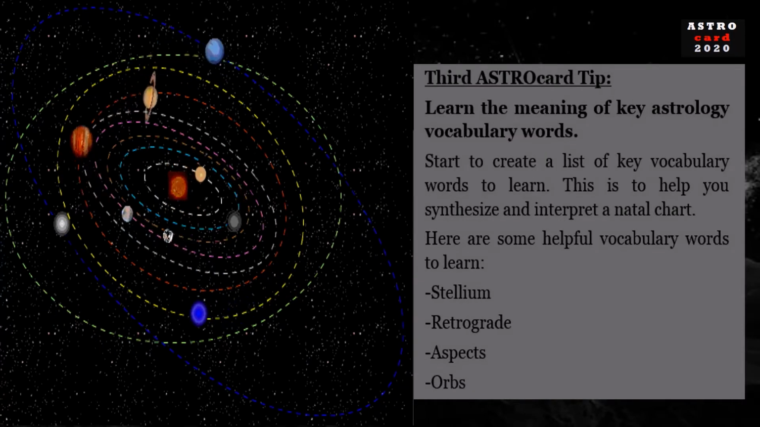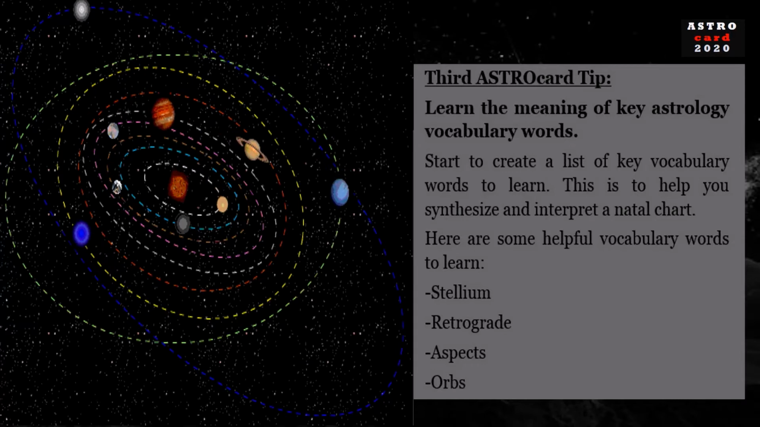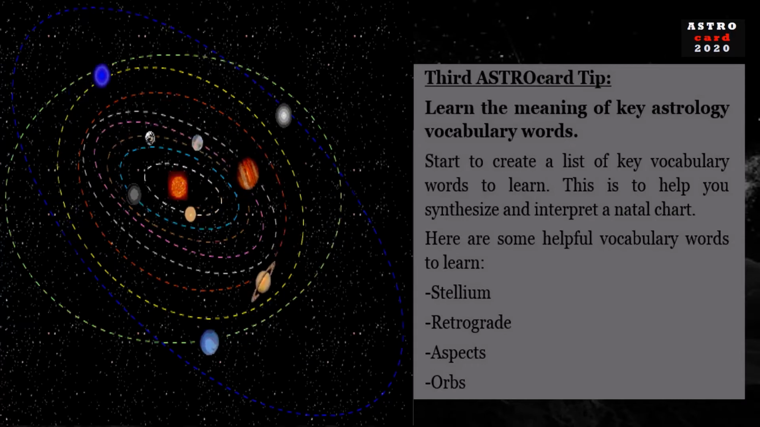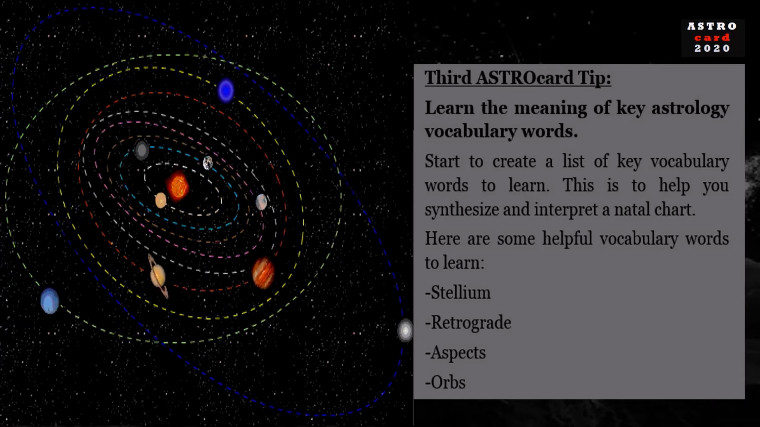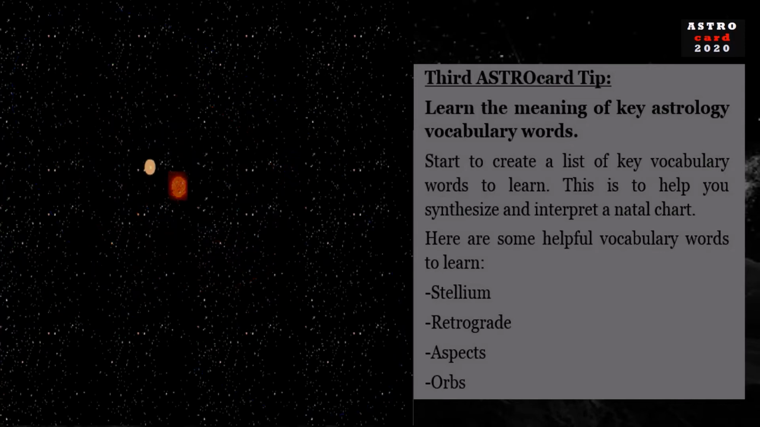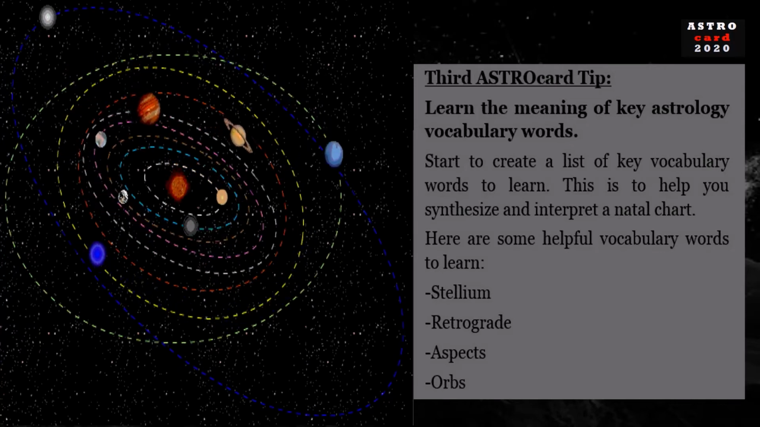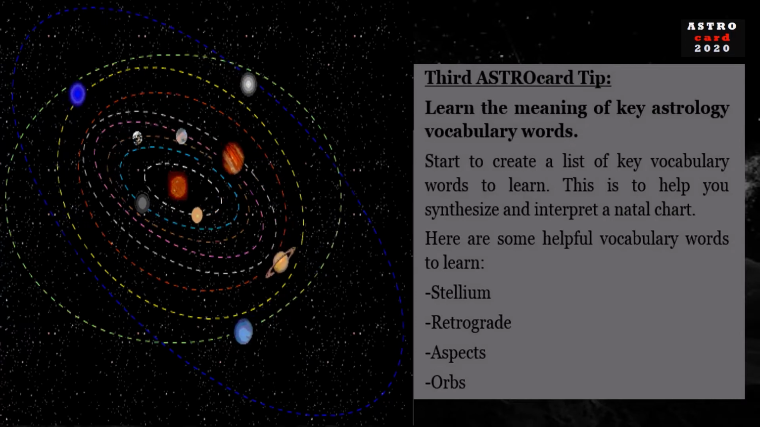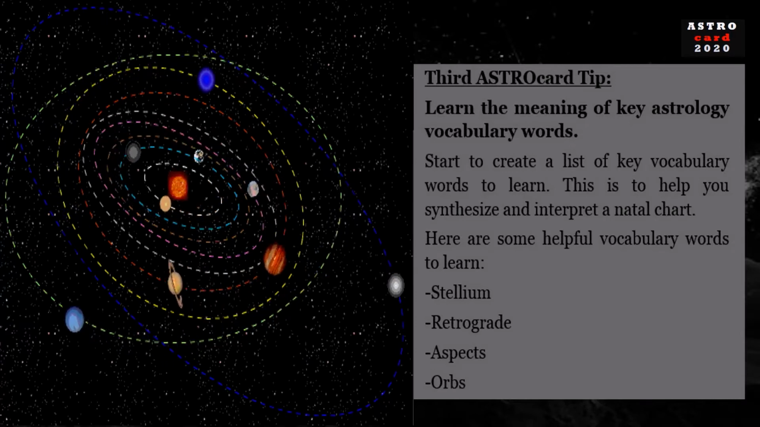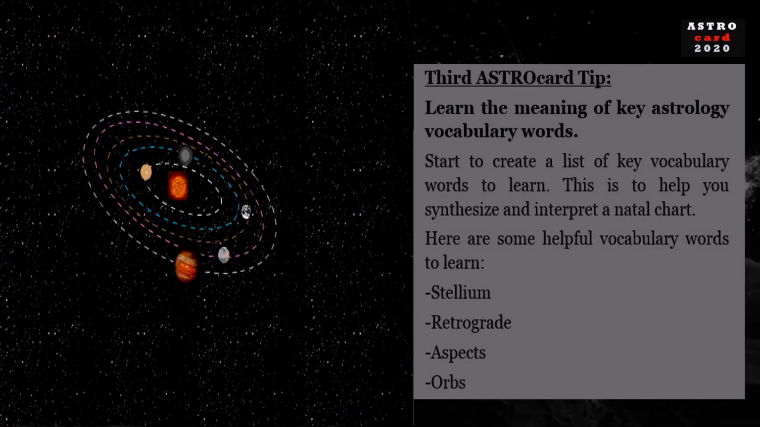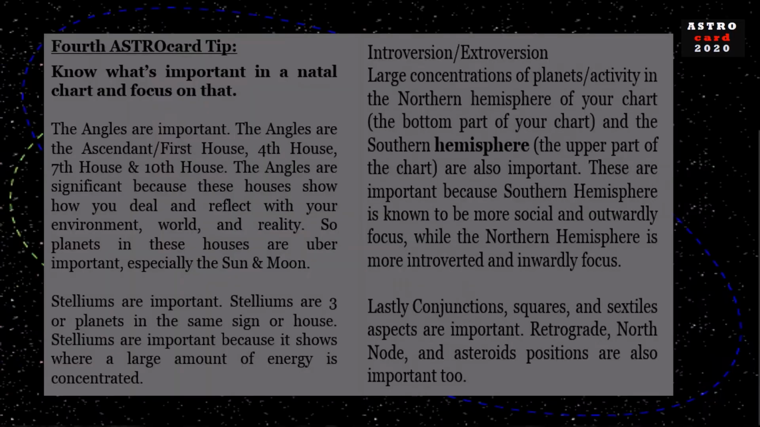Third ASTROcard tip, learn the meaning of key astrology vocabulary words. Start to create a list of key vocabulary words to learn. This will help you interpret a natal chart. Some helpful vocabulary words to learn include stellium, retrograde, aspects, orbs. You can find all these terms in the ASTROcard Astrology Flashcard set.